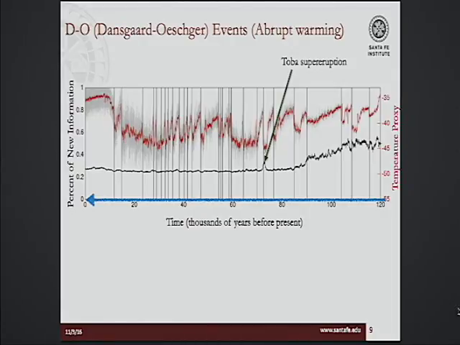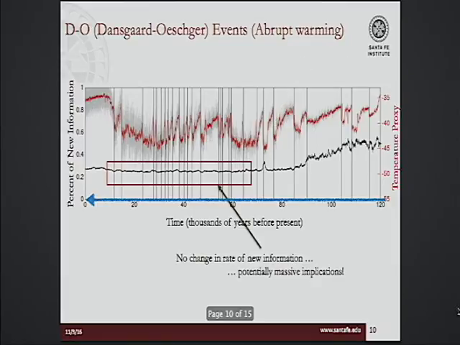What's most disturbing about this plot is during the DO events, during these abrupt warming events, there's no new information. This has massive implications for the way that we analyze paleoclimate records. It may not be that these are some exogenous event. It may be actually that they're part of the climate system. It's normal for the climate to warm and then cool itself. And understanding this has big implications.